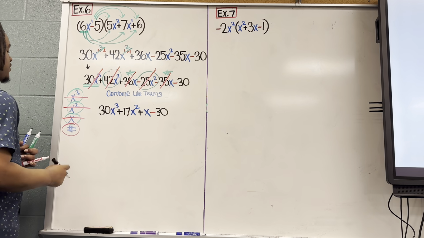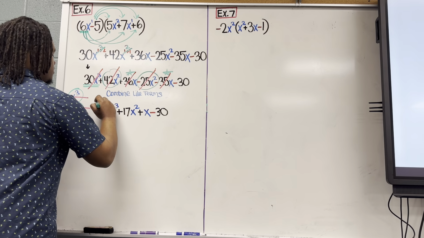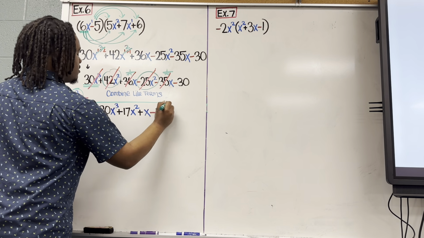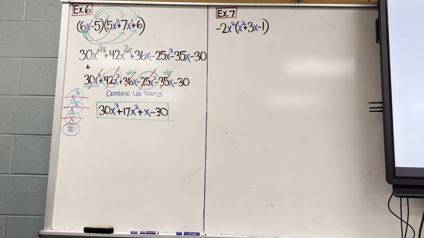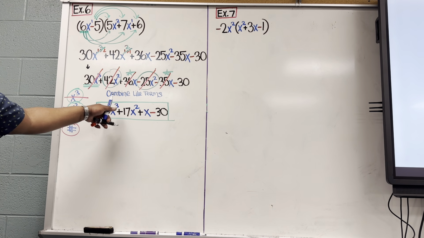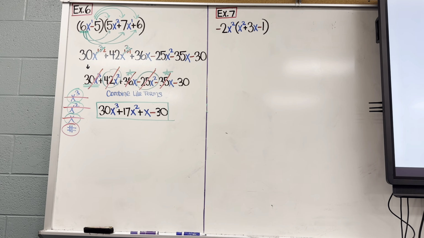And once again, guys, we can't combine any of these values together. So this is the simplified version of our expression, okay? That's the simplified version of our expression, which is 30x to the third power plus 17x to the second power plus x minus 30, okay?